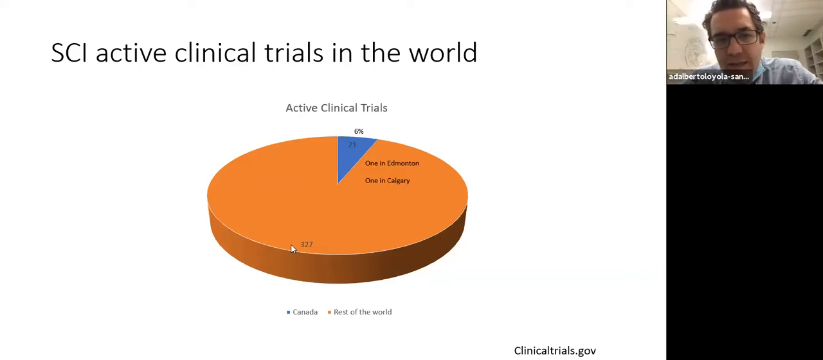We found that there are approximately 348 trials testing interventions in spinal cord injury in the world, and 6% of those trials are being conducted in Canada. So it's only 21. Well, not 21%. Sorry, 21 trials, 6%. It's not bad, right? Canada is a fairly large country in extension, but small in population. So that's good. So the next one, please.